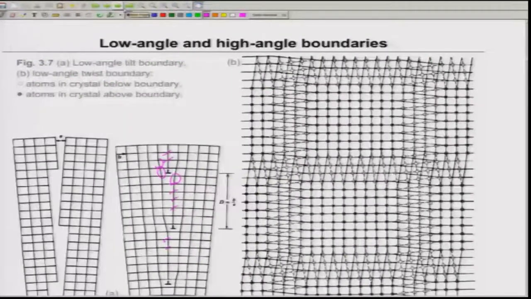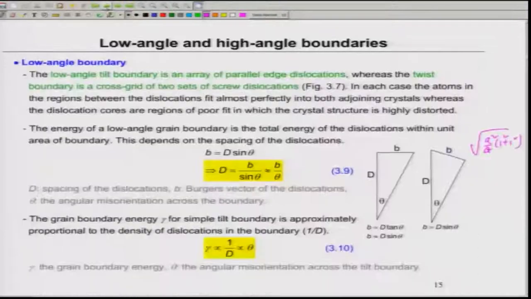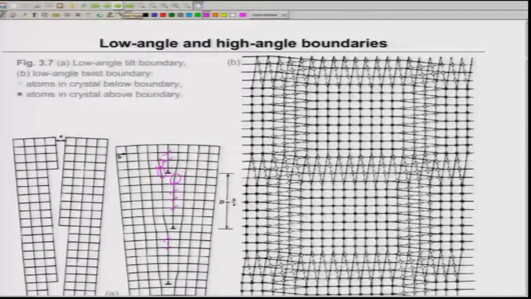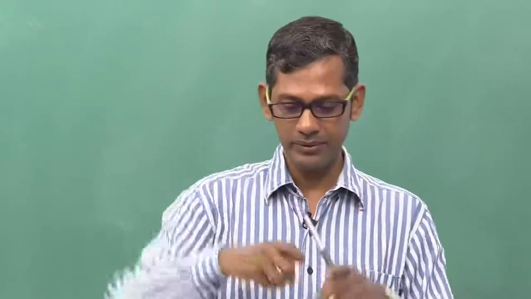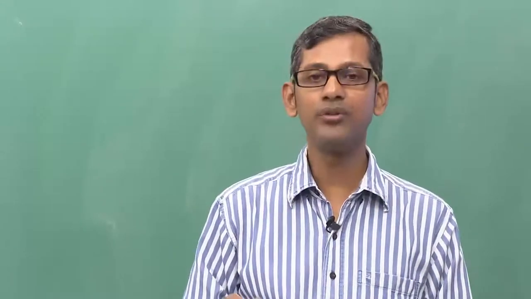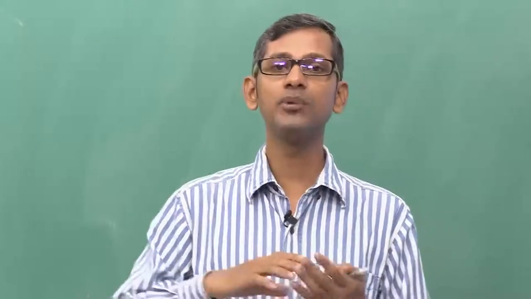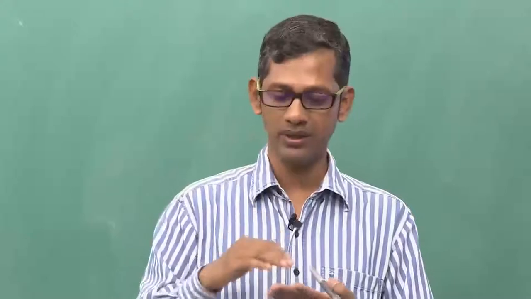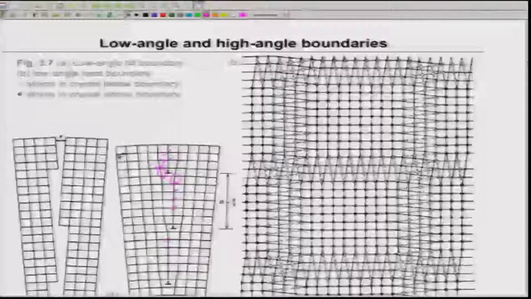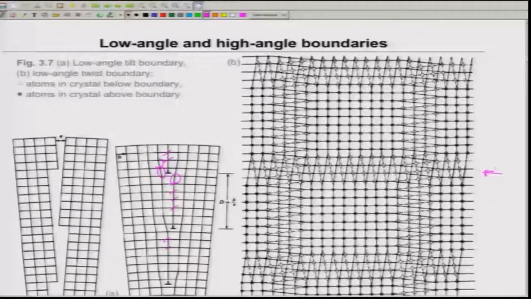Now, what happens to the twist? Twist boundary, as I said, you can go back. Twist boundary is nothing but a cross grid of two sets of screw dislocations. Let us see here. You see here, this is a twist boundary. You have twisted one crystal with respect to the other. Because of that, you have formed a large number of screw dislocations, no longer edge dislocations, because if you look at a screw dislocation from the top, they look like a screw. You see from this there is a screw here, that is a right handed screw, you have distorted the screw.